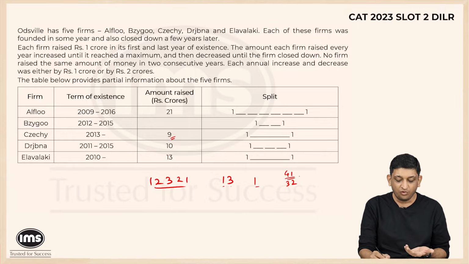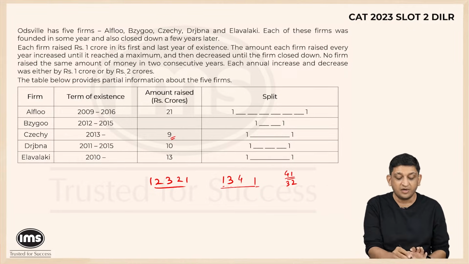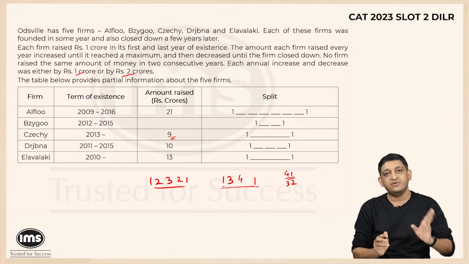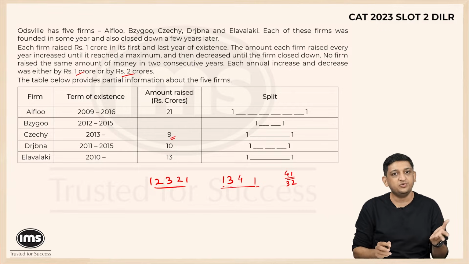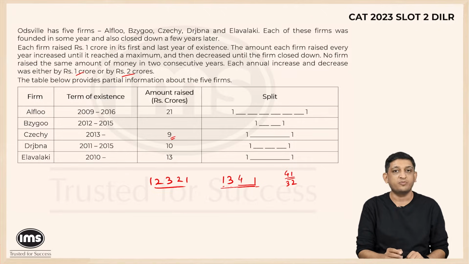Now if I go for 4, 1, then 1, 3, 4, 1 could be a possibility. But then the problem is 4 to 1 is a drop by 3 crores, which is not permissible according to the question. So the question tells us that it has to fall by either 1 crore or 2 crores. It also has to rise by either 1 crore or 2 crores. So this 4, 1 drop is not possible.